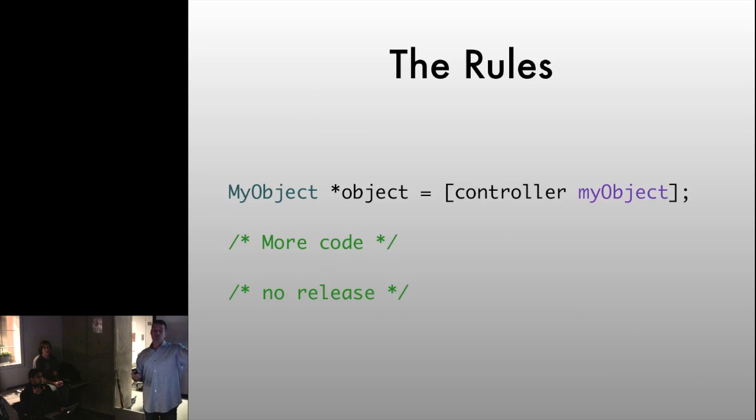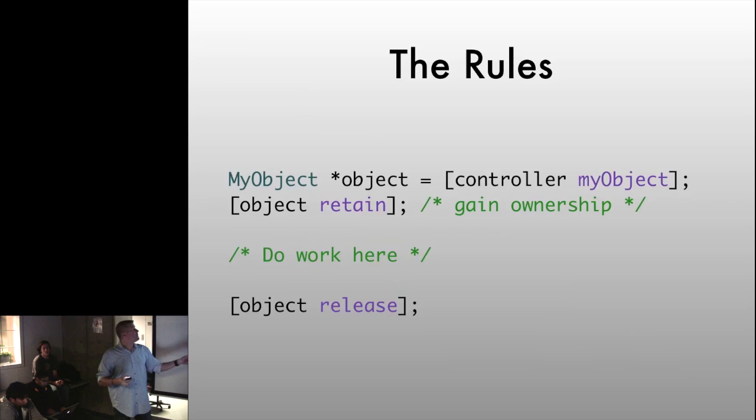Was it alloced? Was it copied, or was it retained? No. And you don't need to know. And that's actually the beauty of this scheme. And we'll see later on where this really comes into play. So it doesn't matter what the reference count is. You didn't allocate it, you didn't copy it, and you didn't retain it. So you don't release it.